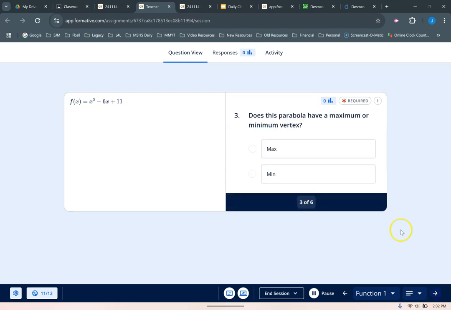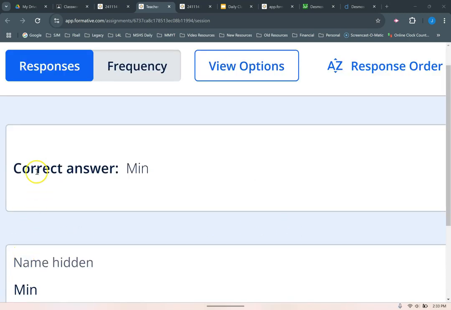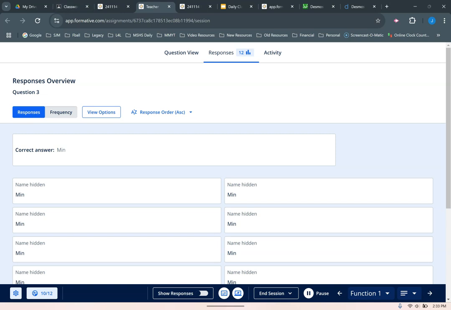Now, does this parabola have a maximum or a minimum? Our parabola has a minimum, because our a is positive, that means it opens up. That means our vertex is at the bottom of that graph. Okay, good. Let's do the next question.